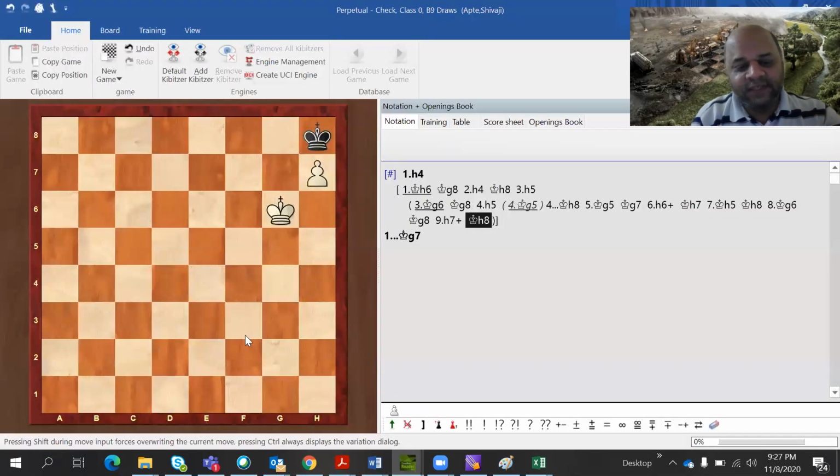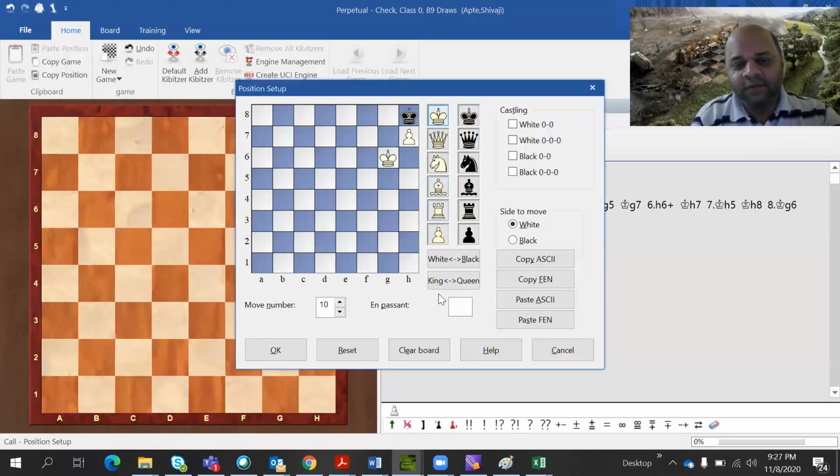Let us see this. Set up the board, clear board. Rook pawn on h2, white king on d5, black king on c7. Now, if it is white to move, white wins. If it is black to move, then black draws.